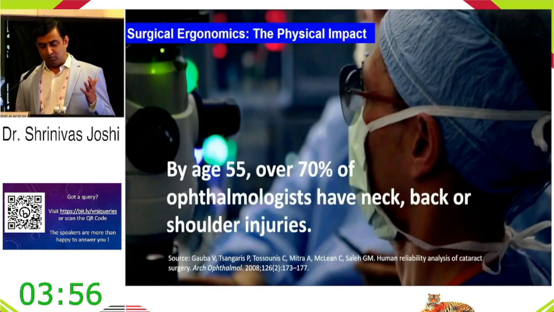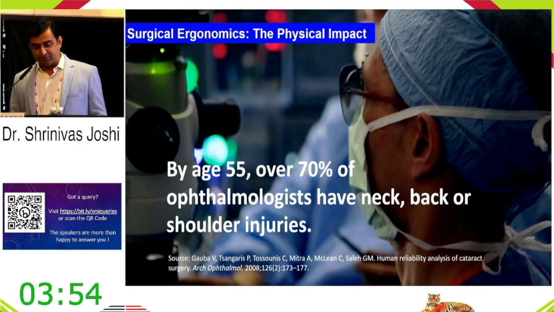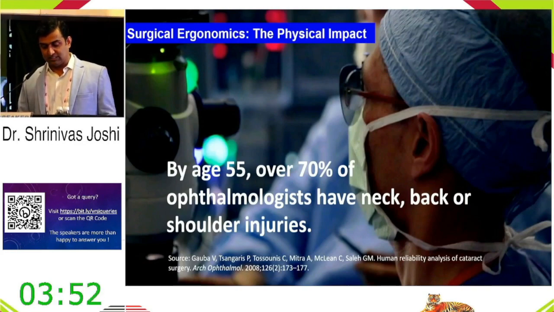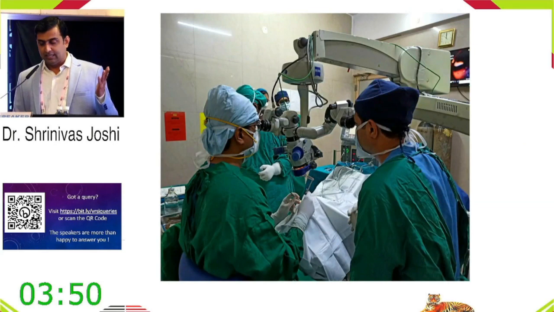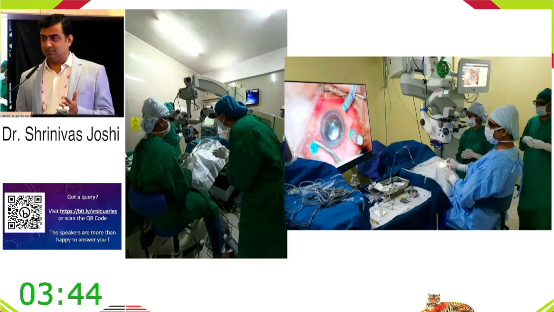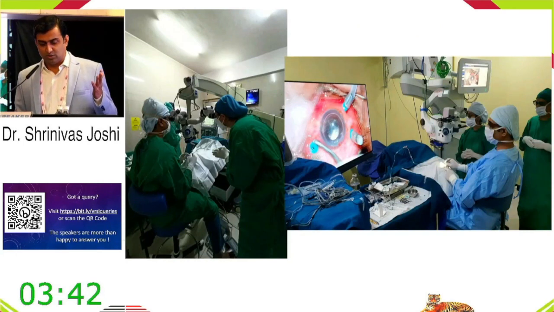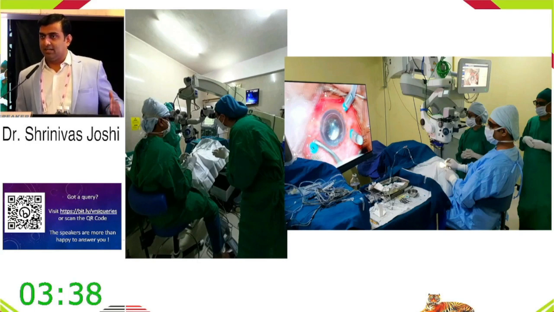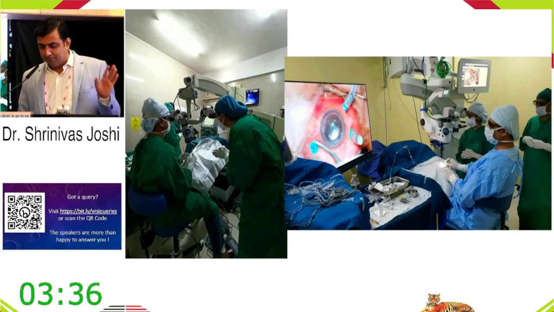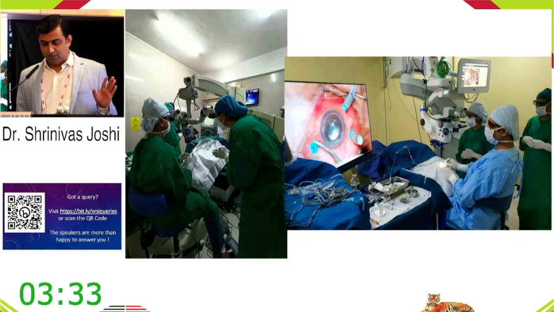So we all know that most of the papers have already been published. By the age of 55, over 70% of ophthalmologists have neck, back or shoulder injuries. Now you can see operating through the microscope, the different positions, different postures. The picture says 1,000 words, so I don't have to tell much about it, but you can see the comparison of the both. You can see I'm having a good lumbar support, though it's a very simple chair. I don't have to really bother about it.